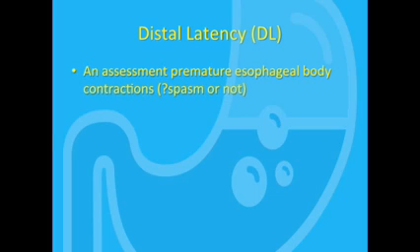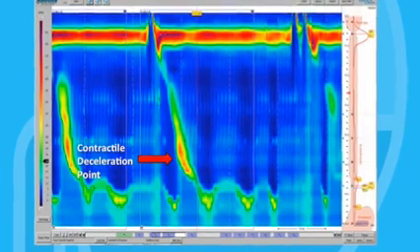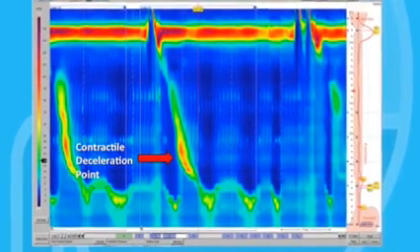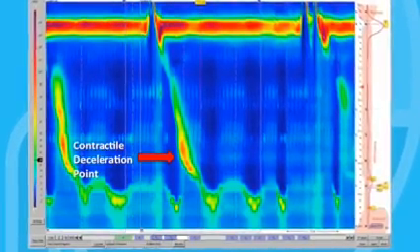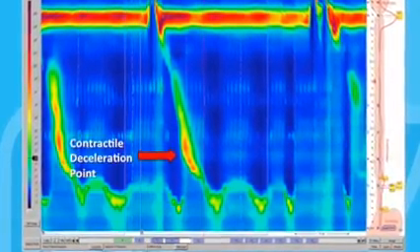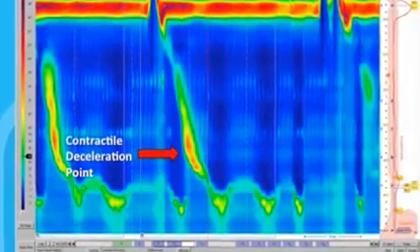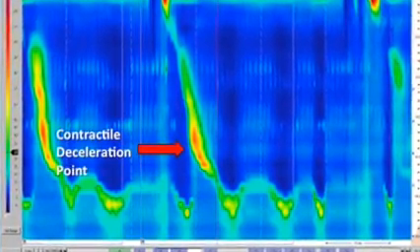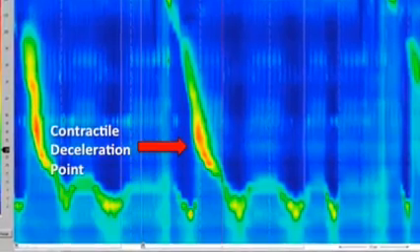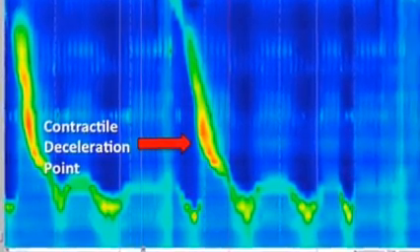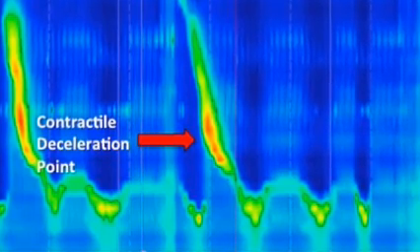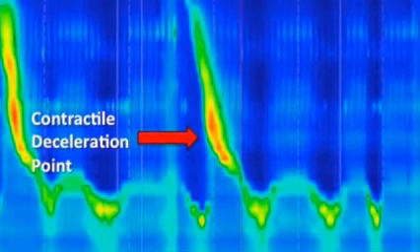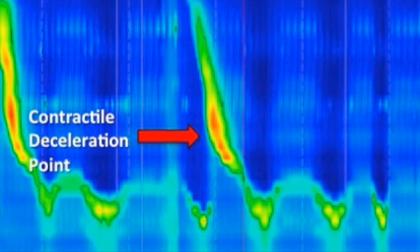Now, in order to understand distal latency, I need to introduce one more term, which is the contractile deceleration point. This point, as you might expect from the name, is where the velocity of the peristaltic pressure wave begins to slow on the tracing as it approaches the EGJ. You can see from this point next to the red arrow on the tracing where the contractile front velocity slows, i.e. it slopes more to the left as it approaches the level of the EGJ. The importance of the contractile deceleration point is that it is a landmark used to calculate the distal latency.